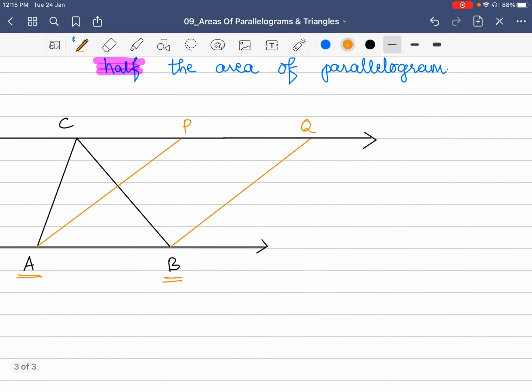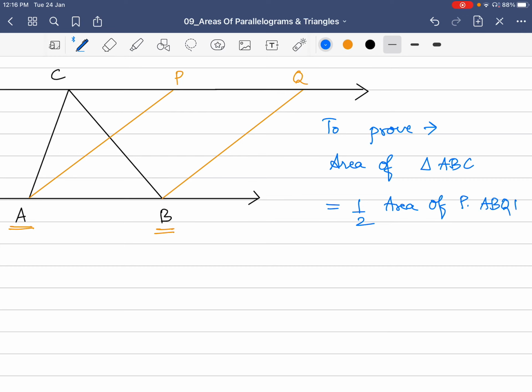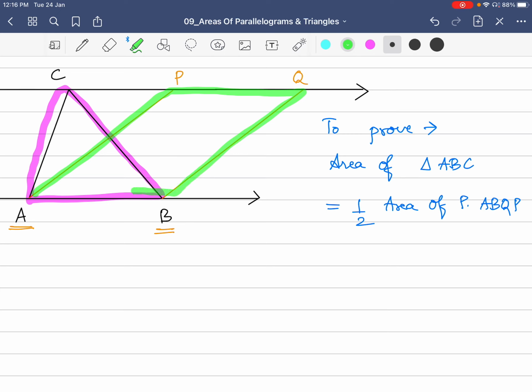And what the proof says is, we are going to write it in terms of symbols. I'll write here, to prove: area of triangle ABC is equal to half the area of parallelogram ABQP. So I'm going to use the highlighter. ABC, the area of this triangle, is half of this parallelogram. This is the parallelogram. So this is what we have to prove. Now let's see how we can prove this.